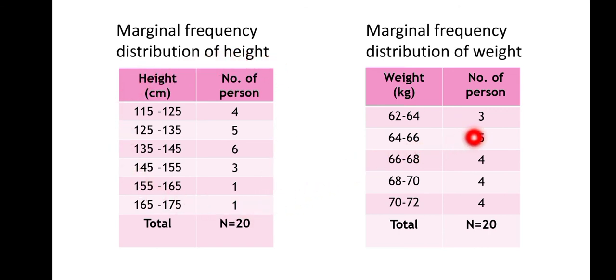In the same way, write down the marginal frequency distribution of weight. Here write down the class intervals of weight, that is 62 to 64, 64 to 66, 66 to 68, 68 to 70, 70 to 72. And write down the corresponding frequencies, that is 3, 5, 4, 4 and 4. Therefore, the total frequency is 20. Okay, so this is the marginal frequency distribution of weight.